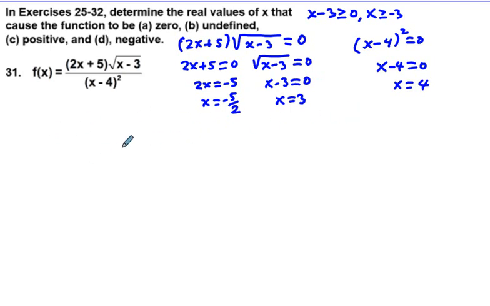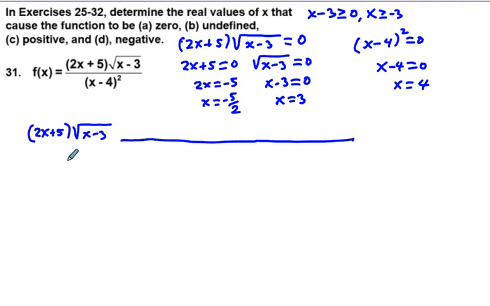So let's just go ahead and write out our numerator and denominator. For our numerator, we're going to put the quantity 2x plus 5 times the quantity square root of x minus 3. And so we have that number line here. And then for the denominator, we're going to have the quantity x minus 4 squared. And so that's where that number line goes. And then we just place our critical numbers respectively where they belong.